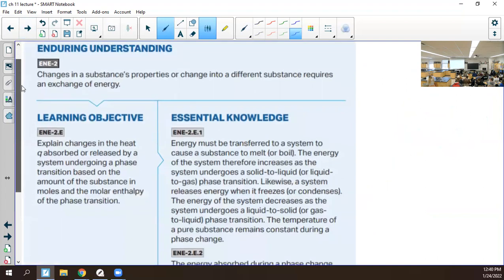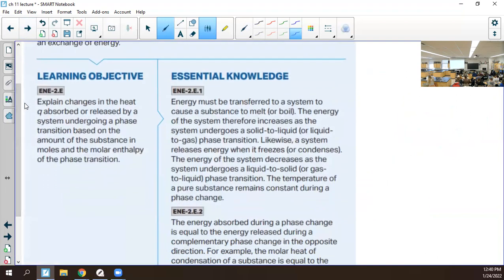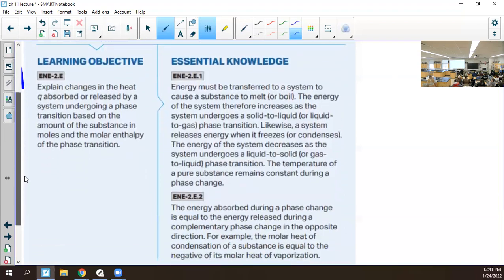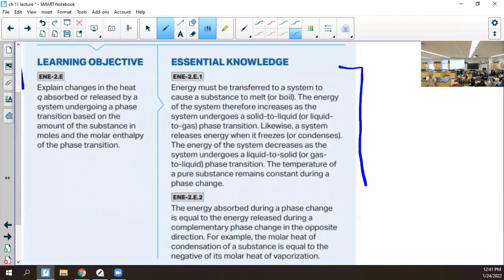Okay, here's what the AP test wants you to know about changes in properties or changes into a different substance. They require an exchange of energy. This is not hard. It's saying if you're going to change it from a solid, liquid, or a gas, or reverse it, you have to give it energy or remove energy. Okay, so there's a lot of words here, but energy must be transferred to a system to cause a substance to melt or boil. You should know that.